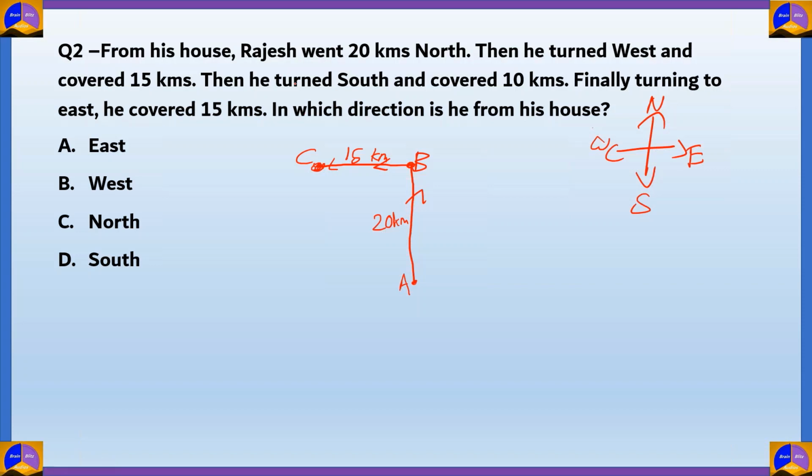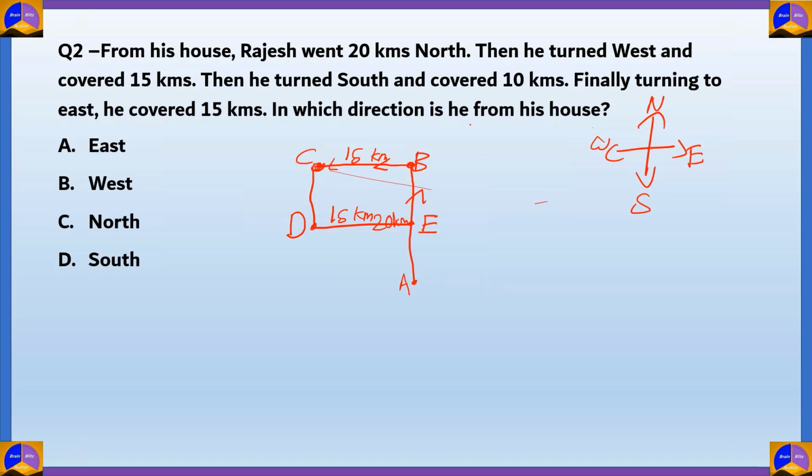Okay. Then he turned south. Now south means downward. And then he covered 10 kilometers. So 10 kilometers would be approximately there. We'll call this point D. And finally turning to east. So east means to the right. And he covered 15 kilometers. So 15 kilometers would be exactly same as BC. So this will become 15 kilometer. We'll call this point E.